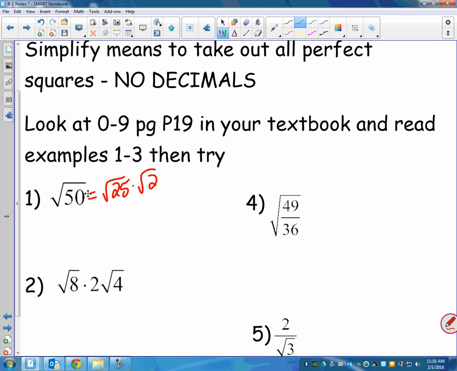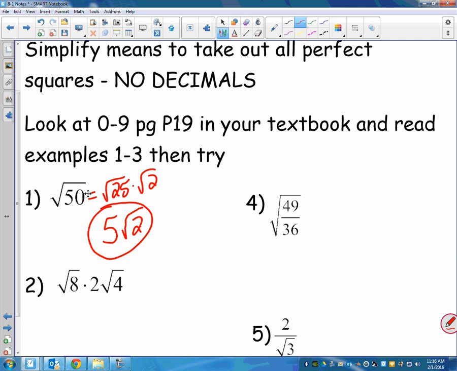And then what is the square root of 25? Can you take the square root of 2 without it being a decimal? Which means the simplified answer for the square root of 50 is 5 square root of 2. And you probably vaguely remember doing this with the quadratic formula last year. Yes? Maybe you blocked it out.